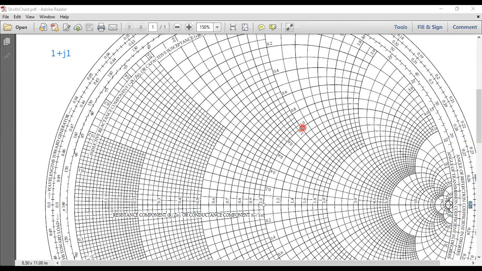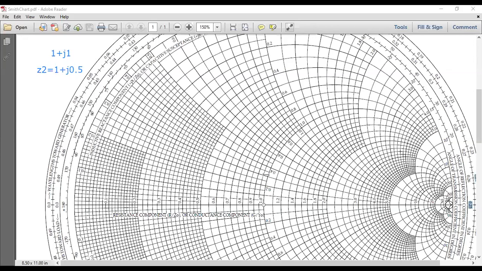Now take another point, suppose 1 plus j0.5. This is another impedance, say Z2. So Z2 equals 1 plus j0.5, which you have to plot. What you have to do is, the 1 is the resistance, and this resistance line is this horizontal line.